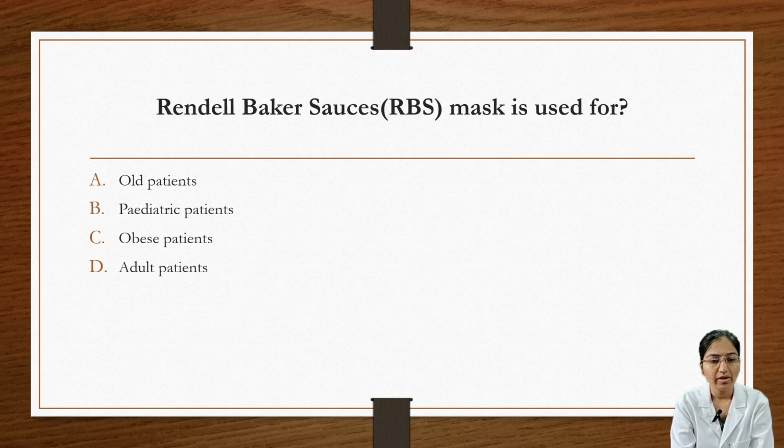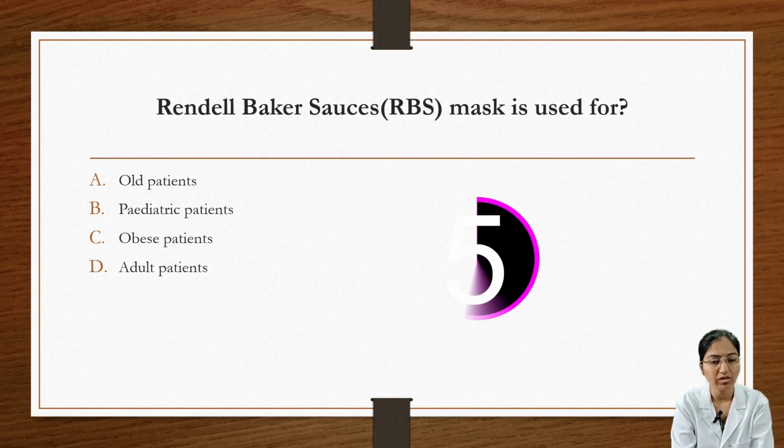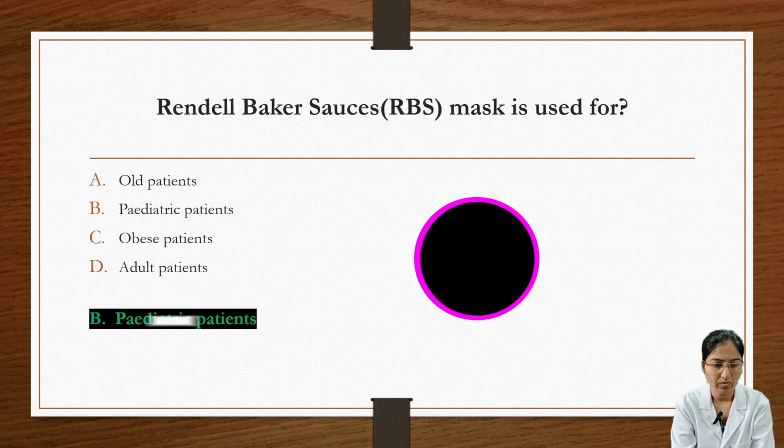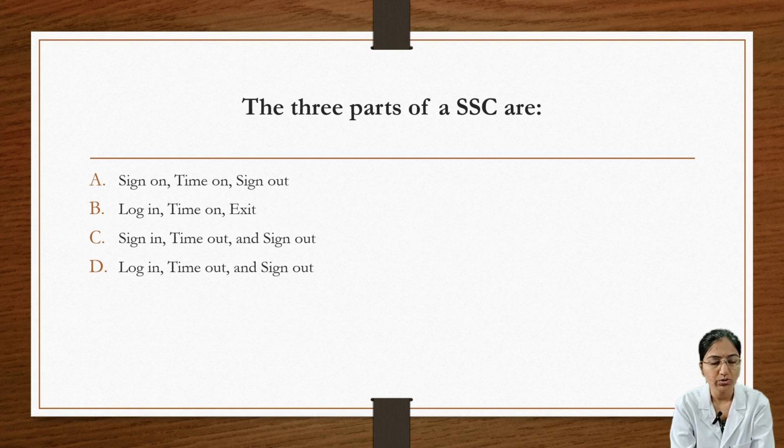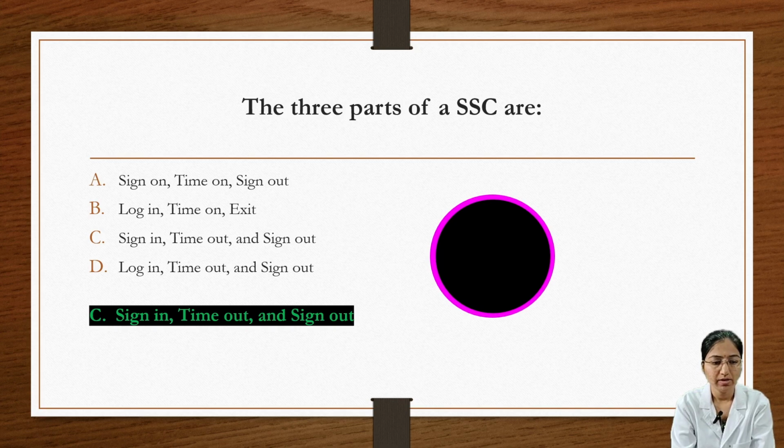Next one. Randall Baker's surgical mask is used for. Options are here. Right option is pediatric patients. Next question. The three parts of a SSCL. Options are here. That is option C. Sign in, time out and sign out.